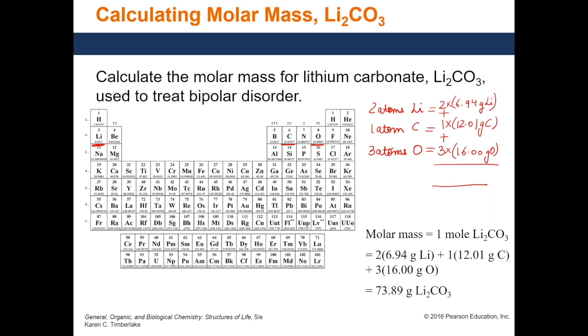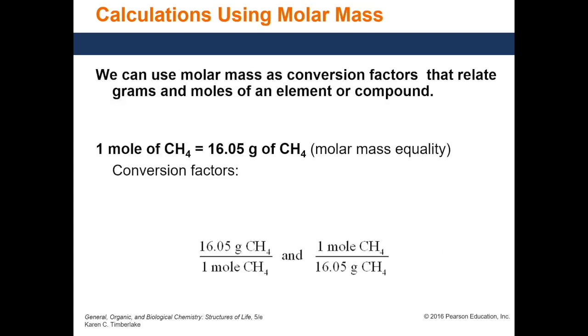Now remember, when you're plugging all of this into the calculator, just make sure you include the parentheses as well. If you do 2 times this, put a parenthesis and then calculate. That would give you a final mass of 79 point something, which you saw on that particular slide.